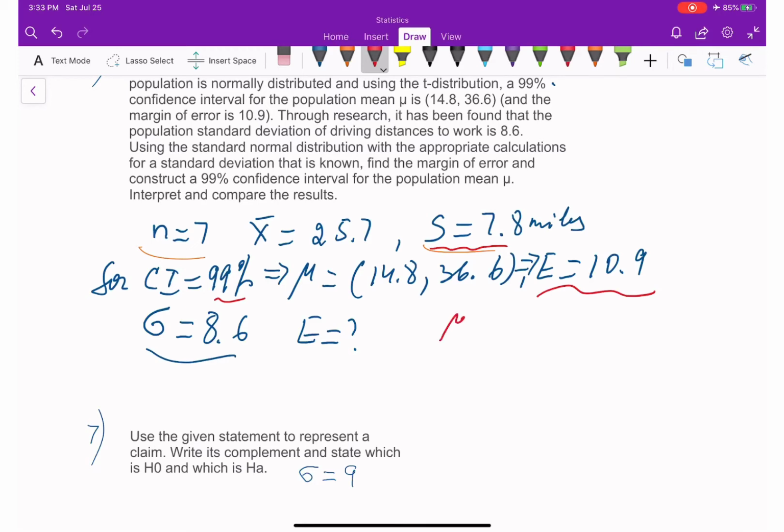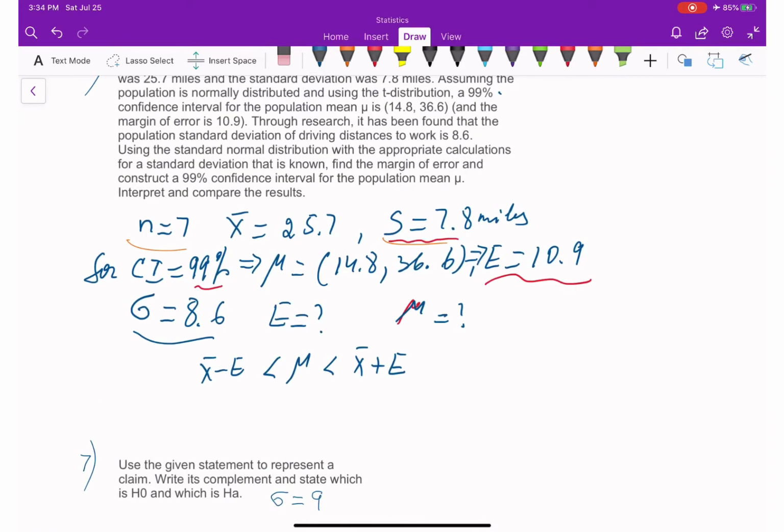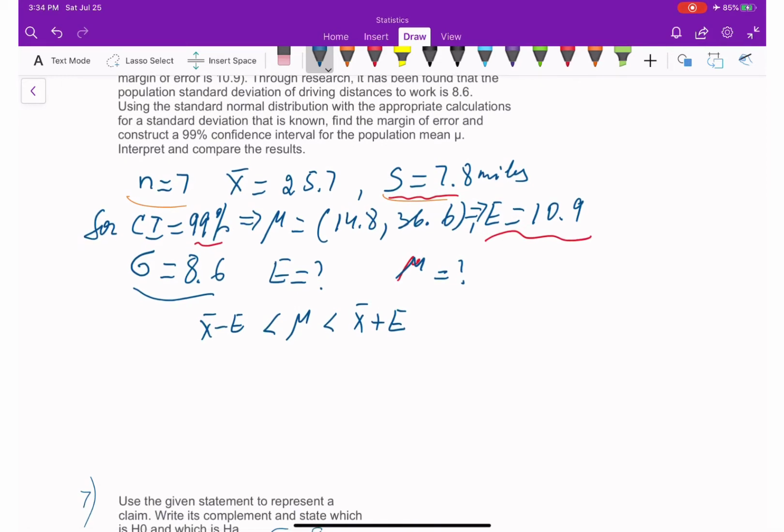So we need to find the mean, 99%. Okay, so let's start. First thing first. We need to find, so mu we know it's greater than x bar minus error, less than x bar plus error. Yes? So x bar is given. We need to find margin of error first of all. So margin of error E is equal to Z critical times sigma over square root of n.